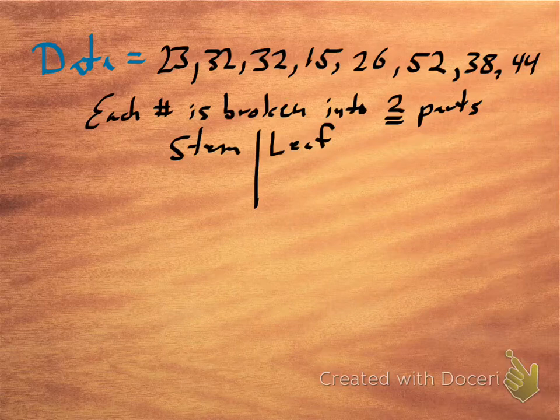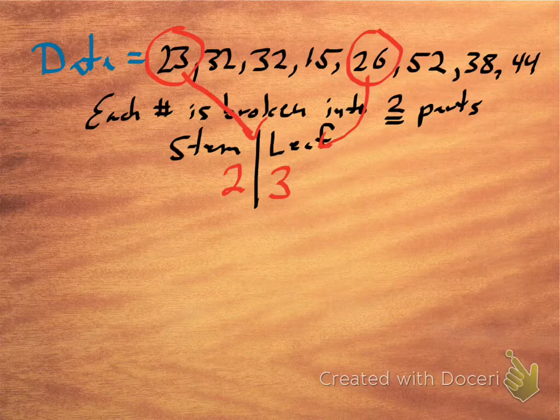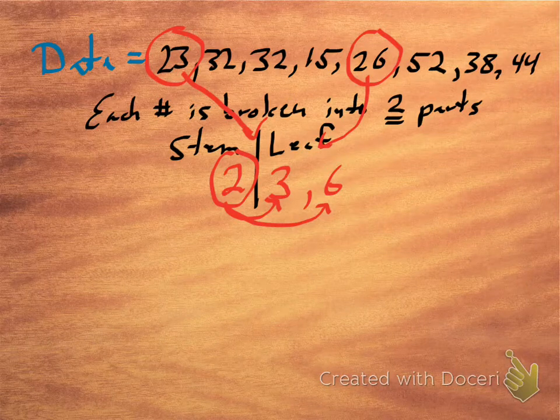So here's the idea. Let's take the number 23. We're going to bring it down here, and we're going to basically break it in half. The 2 is going to be the stem, and the 3 is going to be the leaf. Now take the number 26. It also starts with the 2, so that breaks down to 2 and 6. When you read this, the 2 stands for the 20, and the leaves on the right mean that in the graph I have a 23 and a 26. So that's the idea with the stem and leaf plot.